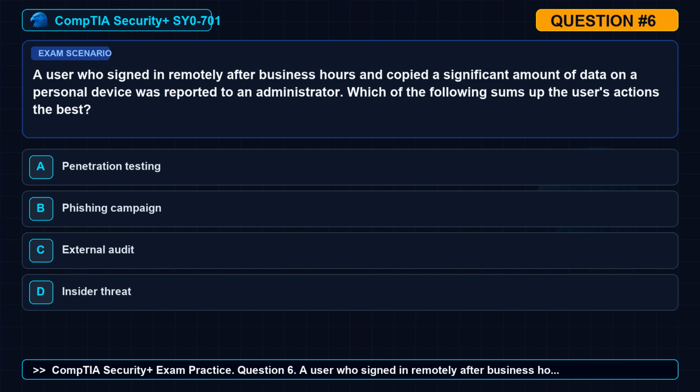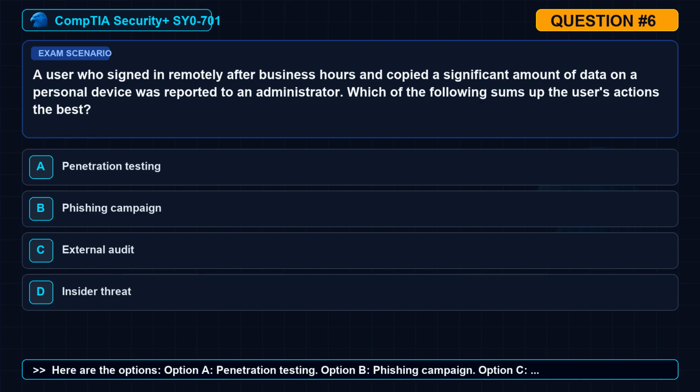CompTIA Security Plus Exam Practice. Question 6. A user who signed in remotely after business hours and copied a significant amount of data on a personal device was reported to an administrator. Which of the following sums up the user's actions the best?